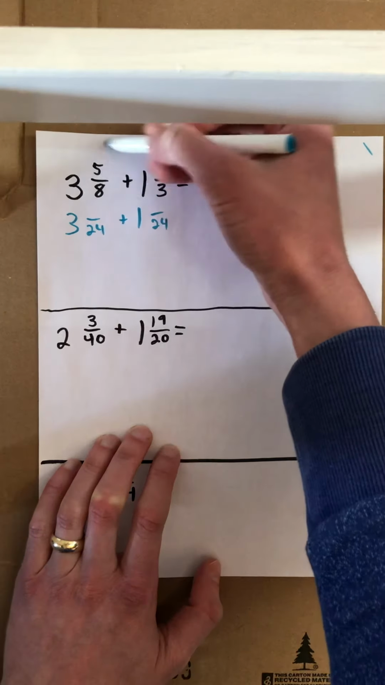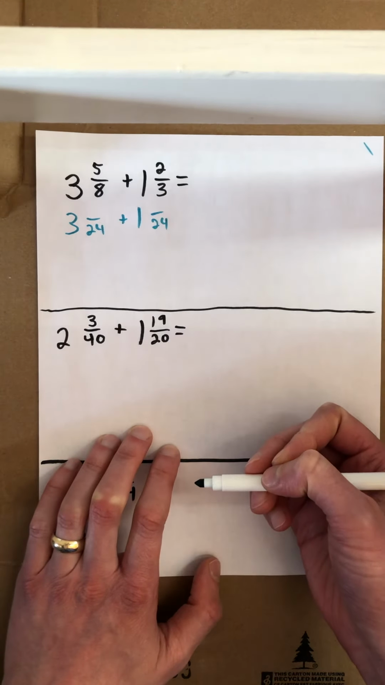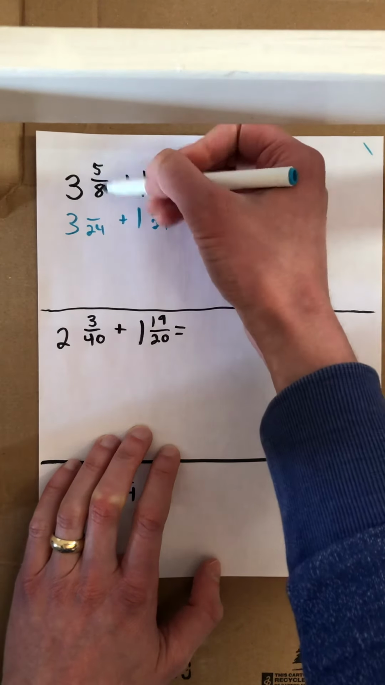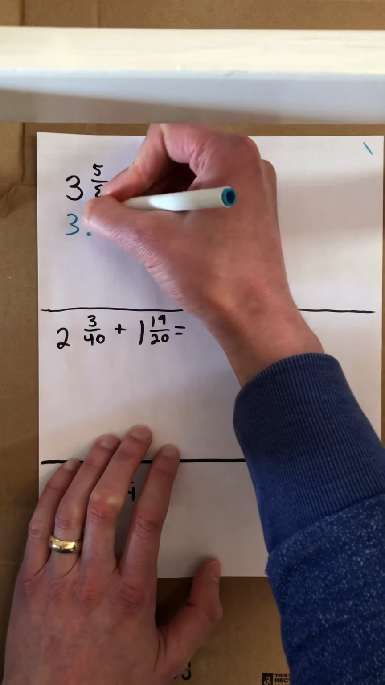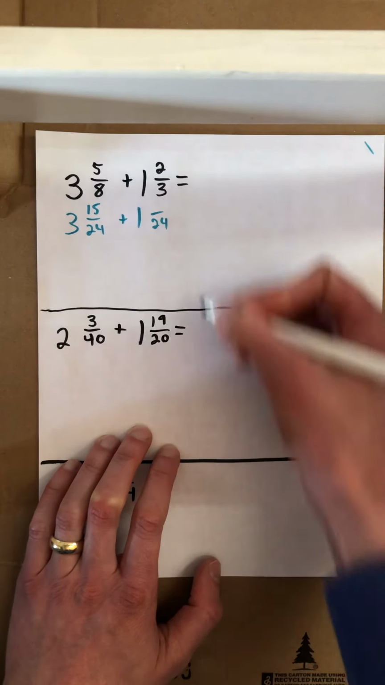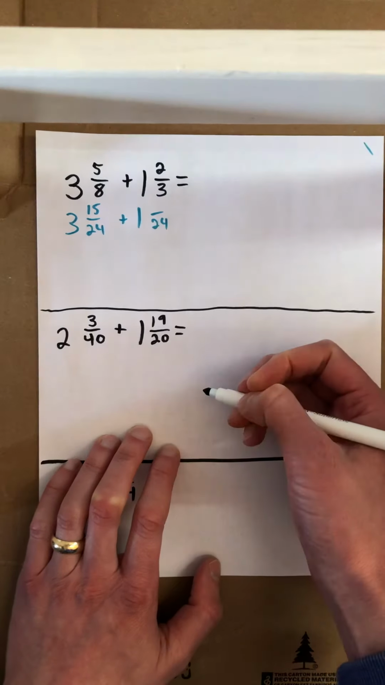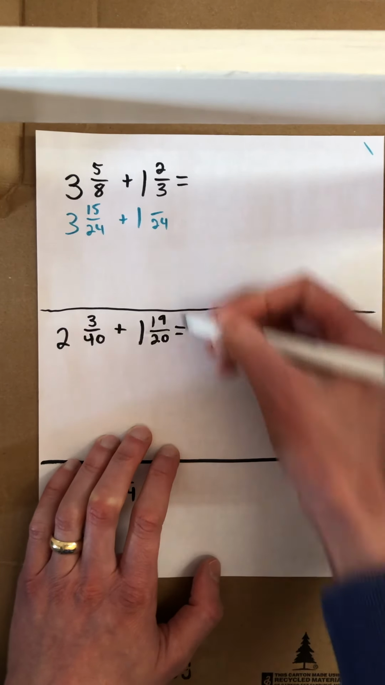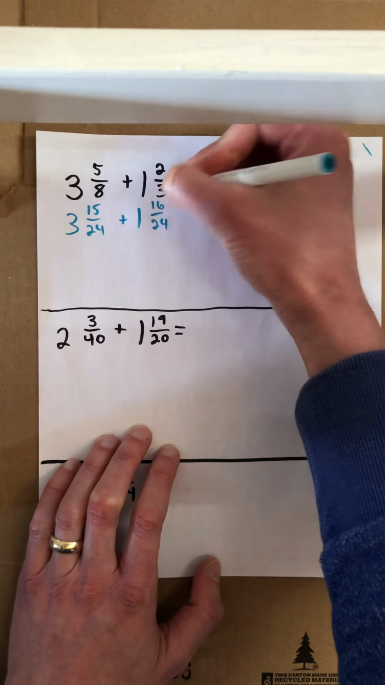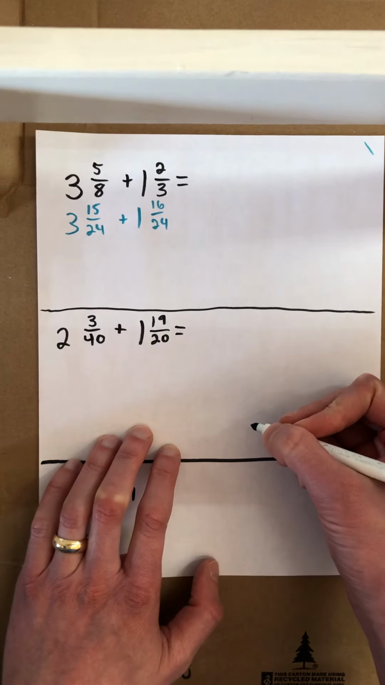To make this one out of 24, I had to multiply top and bottom by 3. So I'm going to multiply top and bottom of this one by 3. It's going to be 15 out of 24. To make this one out of 24, I had to multiply top and bottom by 8. So this one is going to be 16 out of 24. And now I can add them together.